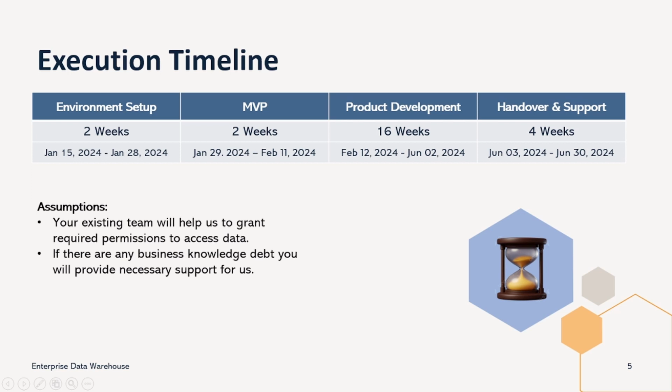Environment setup will go for 2 weeks. The minimum viable product will take a 2-week time frame. 16 weeks we are going to spend on warehouse development activity, and then the last 4 weeks we are planning to spend on handover, support, training and documentation activities.